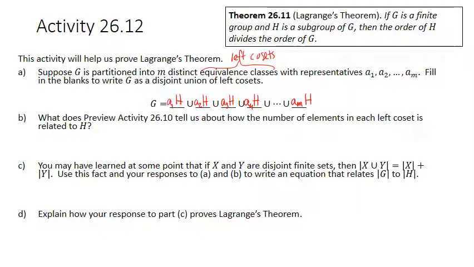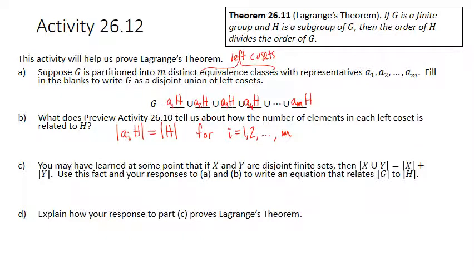In part B, they're reminding us that in preview activity 26.10, we found that the number of elements in each left coset is the same as the number of elements in H. So this tells us that the order of AiH is equal to the order of H, for i equals 1 up through M. All of those left cosets are exactly the same size as the set H.